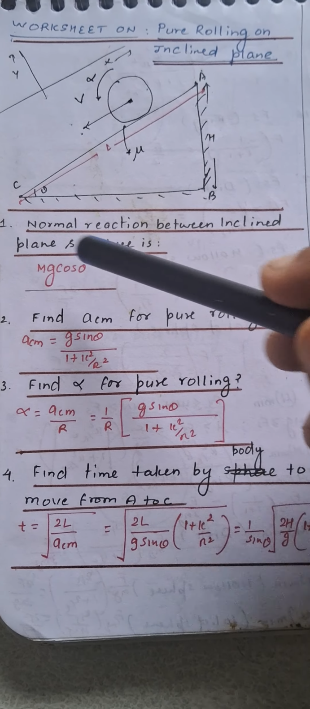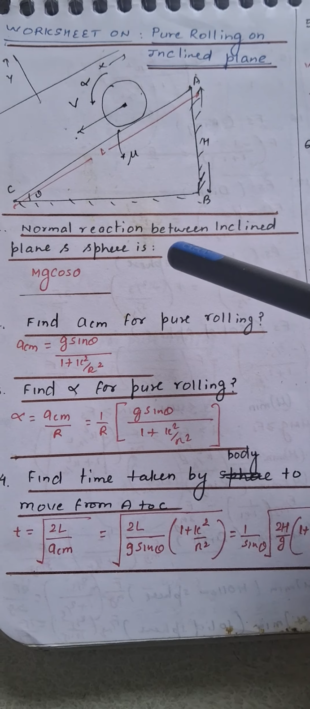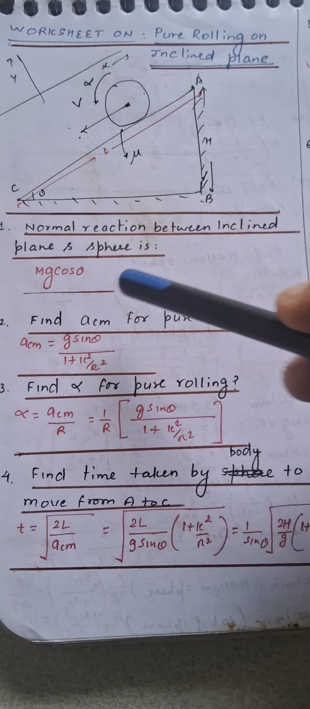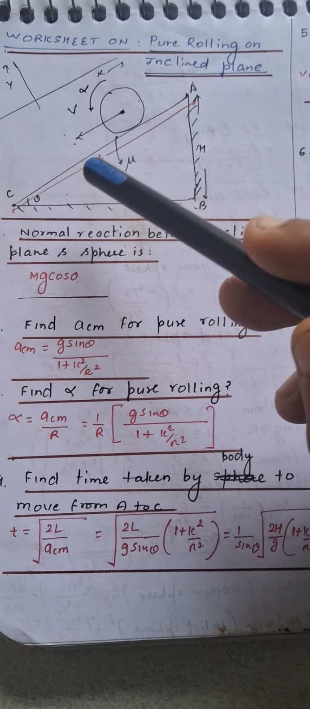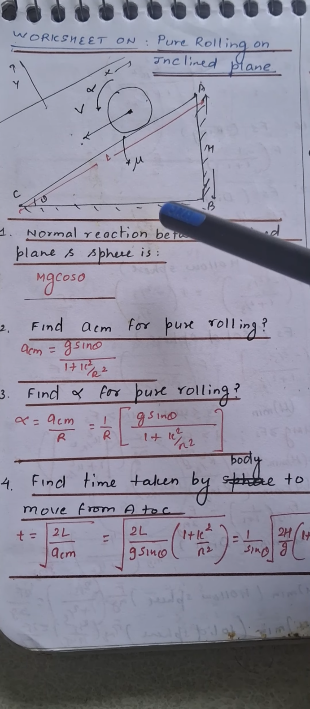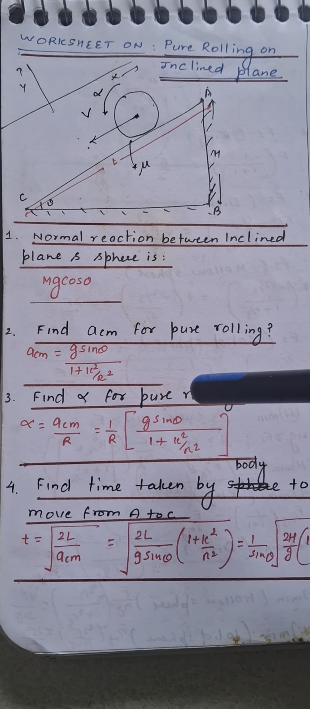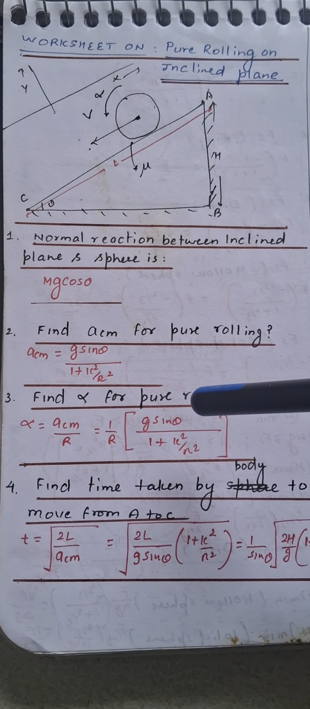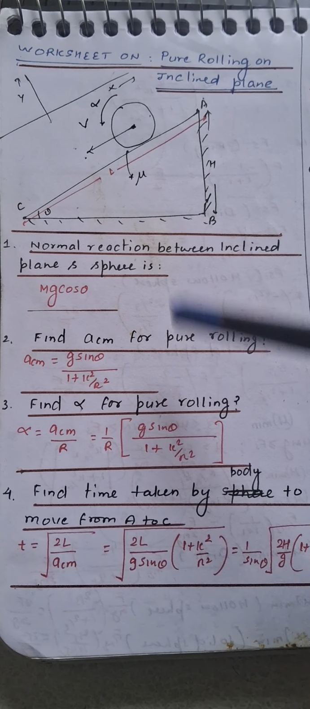The first is we need to find normal reaction between inclined plane and its sphere. So that is going to be mg cos theta because motion is taking place along x-axis. So there is no y component of the center of mass of the sphere. Then find ACM for pure rolling.